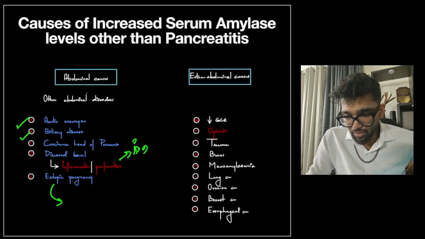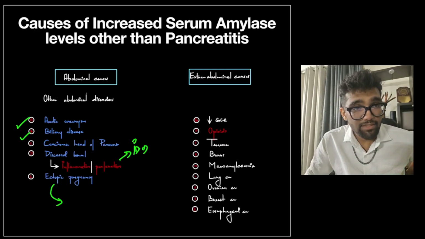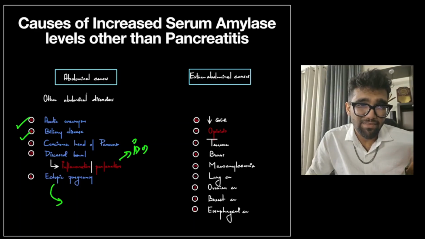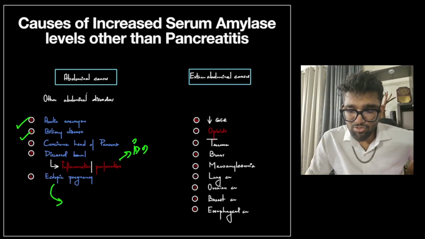Now the thing is that non abdominal causes also are there, and the thing with that is that often if you unnecessarily send amylase levels in patients for no reason, there is a strong possibility that it will be false positive. So it should be taken into account that it should not be sent unnecessarily. Only in patients with some significant pretest probability of pancreatitis should you send serum amylase levels.